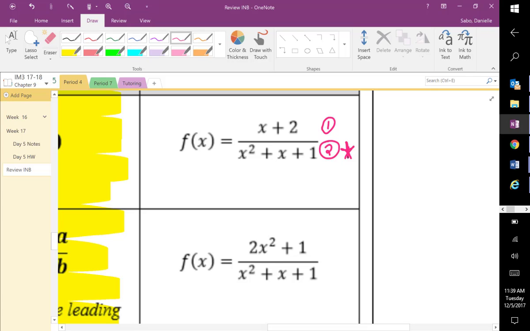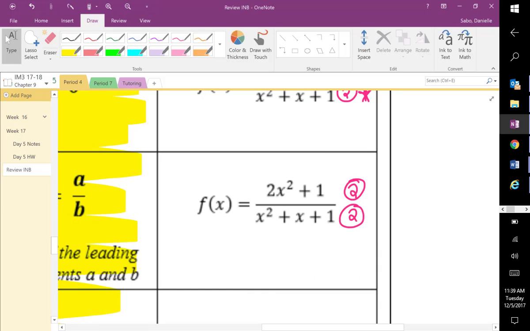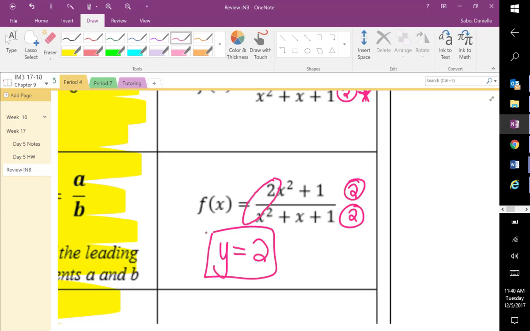What about this one? What's the degree of the numerator here? 2. What's the degree of the denominator? 2. So they're the same. And that's why I have to take the ratio of the leading coefficients. So here we go. What is 2 divided by what number is out in front here? A 1. So I have y equals 2 divided by 1, which is 2. Very good. So that's the only one you actually have to do some kind of math for. The other ones, it's just looking at the chart.